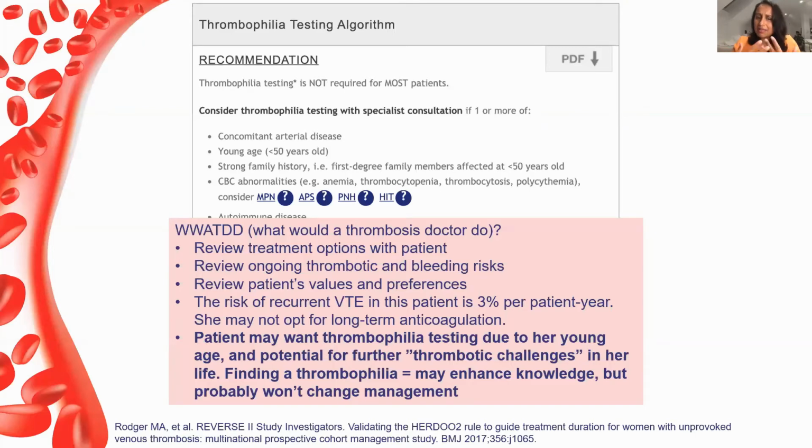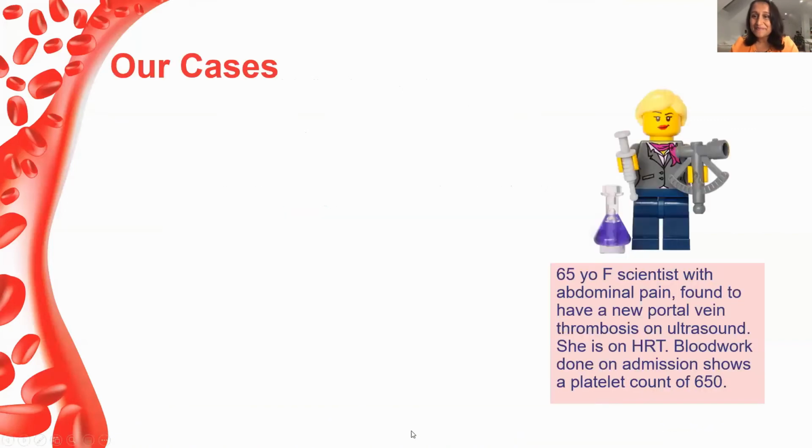Now, I think it's unlikely that we would actually find a condition that would change management here. But if we do find a thrombophilia, or even if we don't, it might enhance the patient's understanding of her condition. And that's important. For that reason, testing might actually be indicated. Now, if testing is offered, it should be accompanied by thorough counseling about what the implications of positive or negative results might be. Next slide, please.